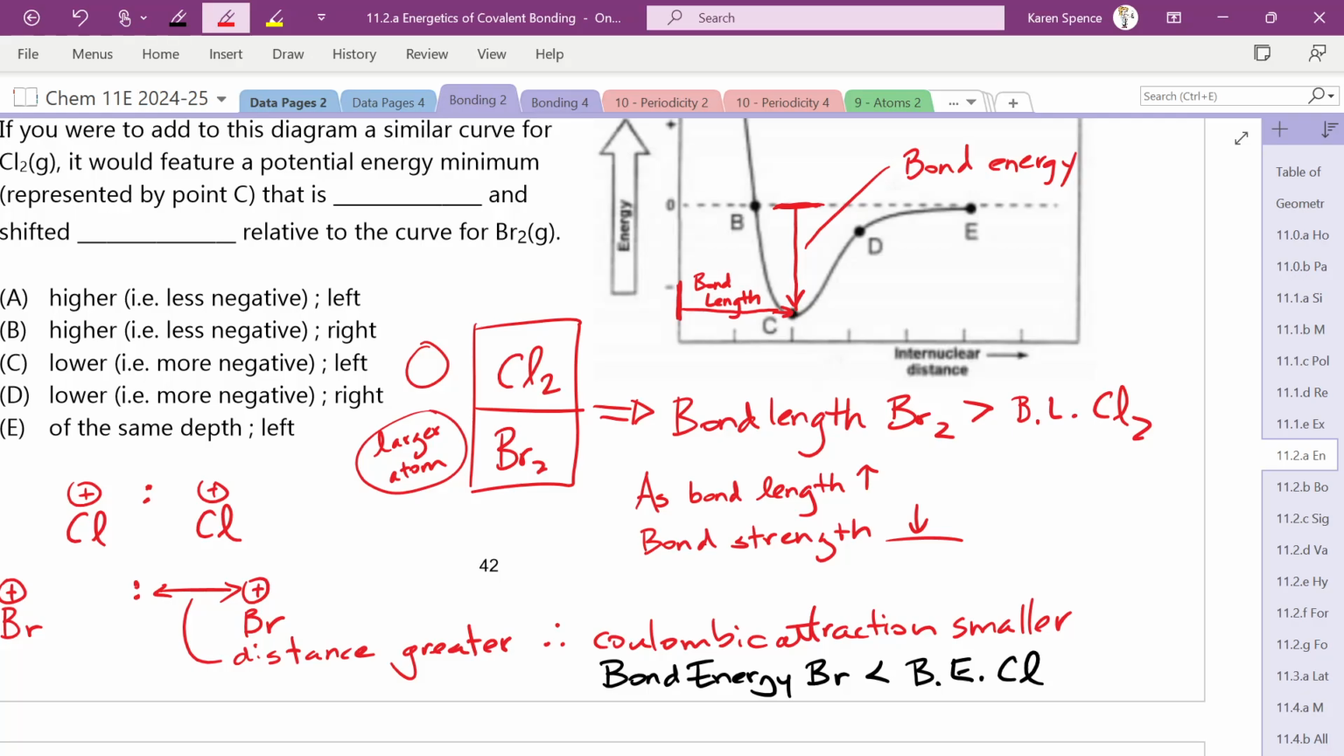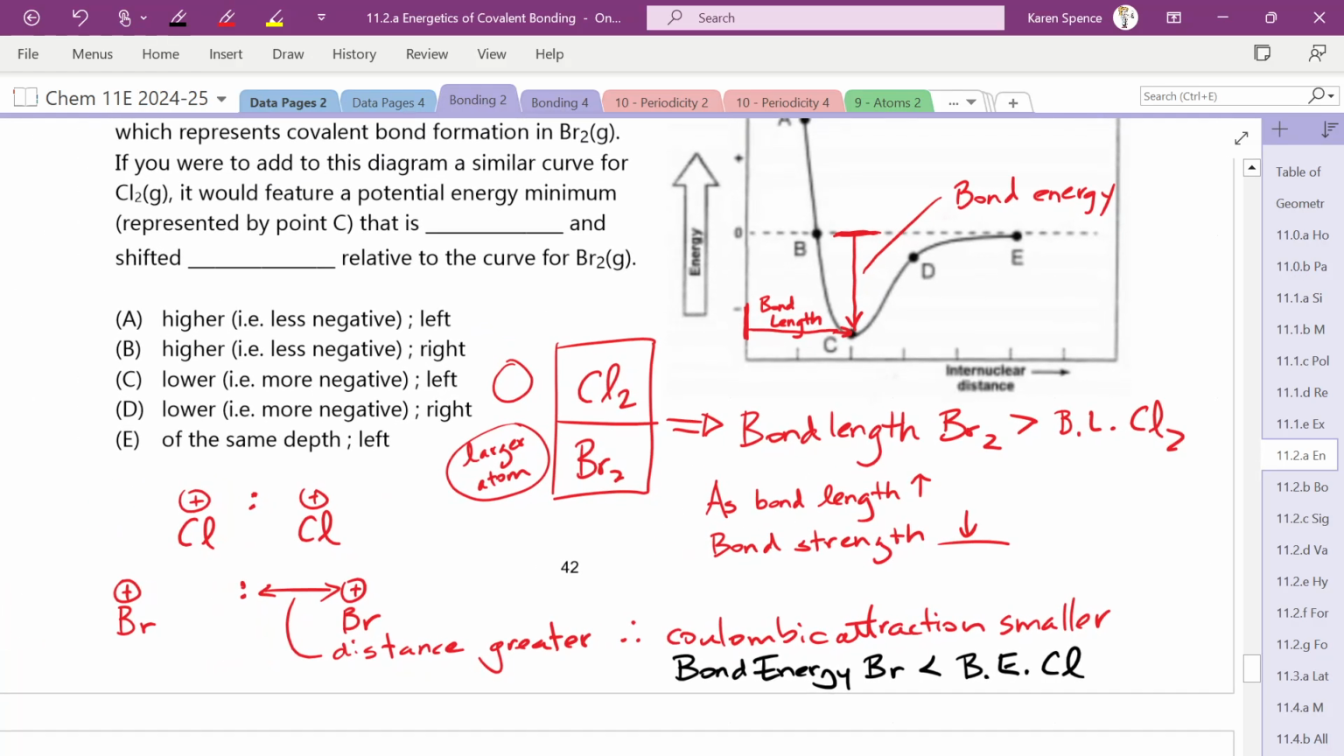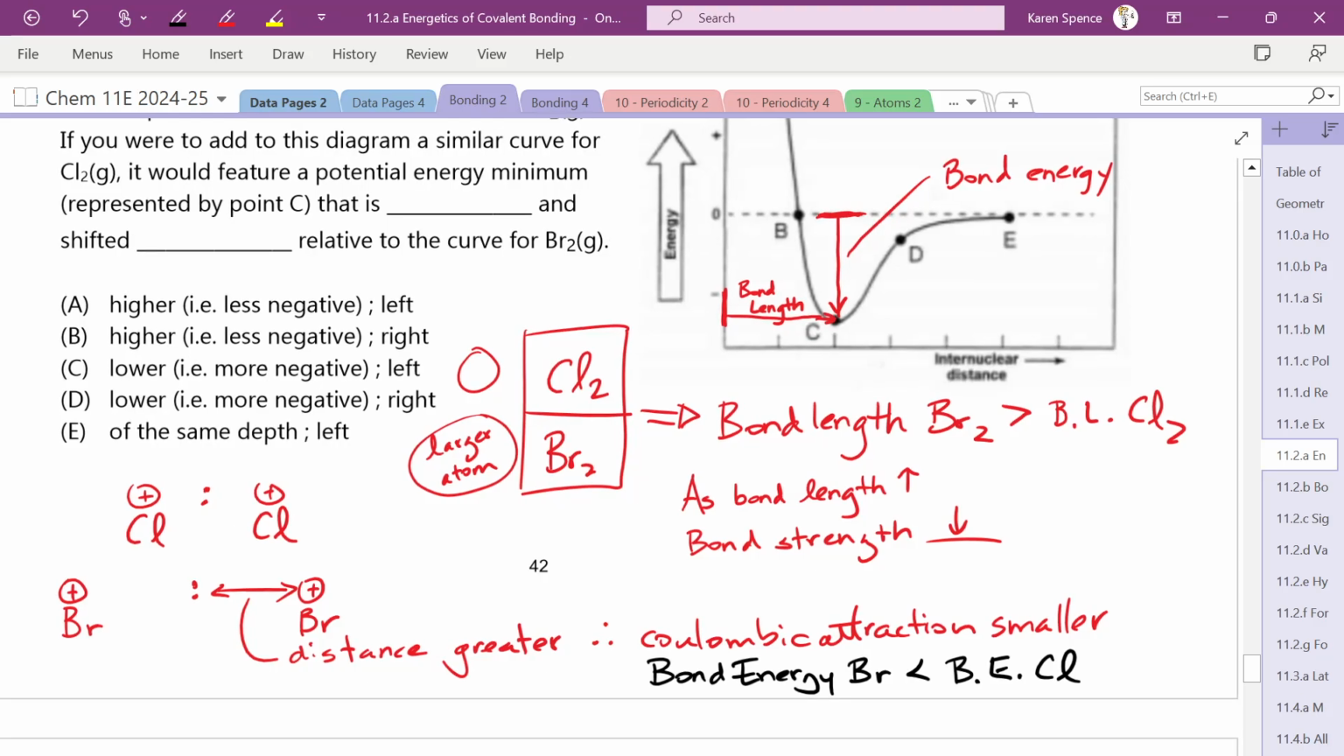Okay, so the bond length should be longer for Br. So the point C should be shifted to the... Oh yeah, it's because we now have Cl. So Cl is smaller, so the point C should be shifted to the left. Yes?